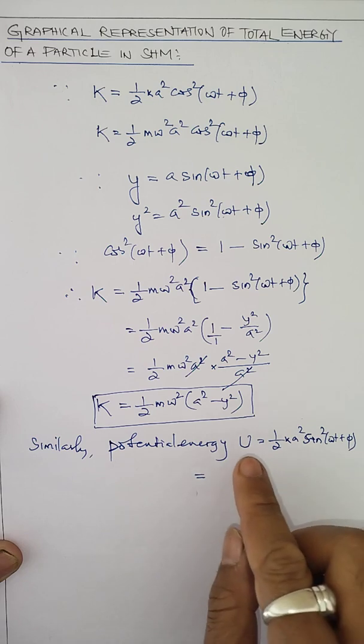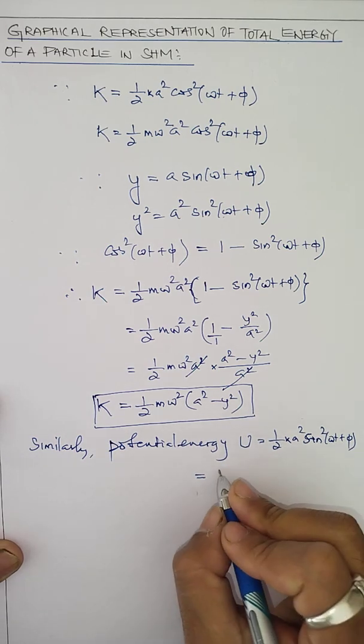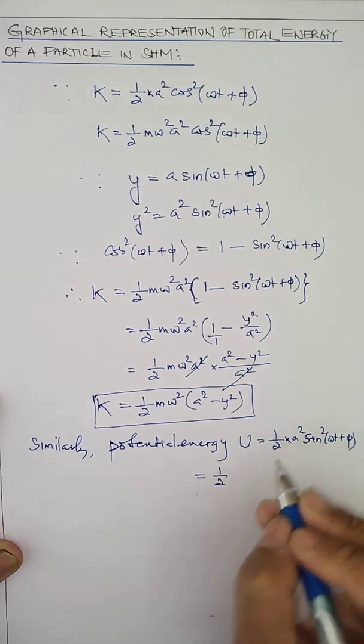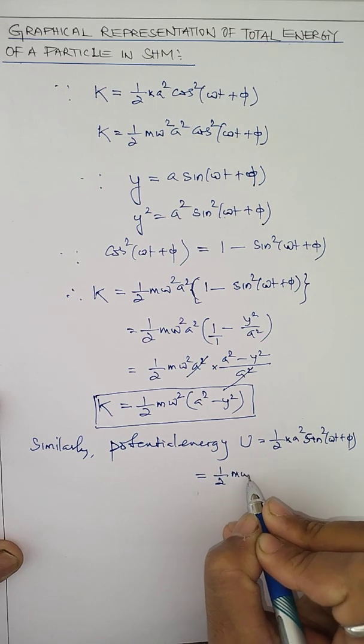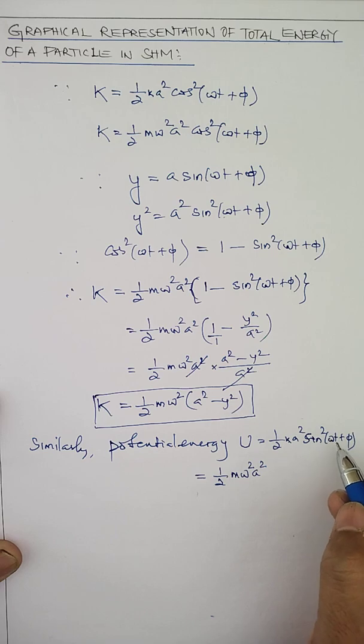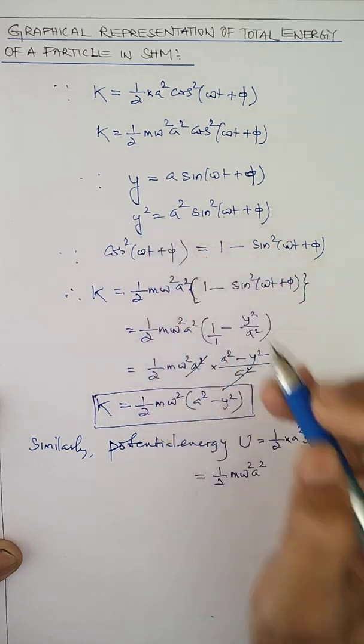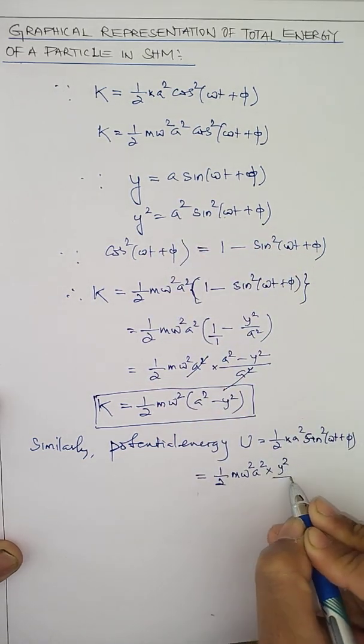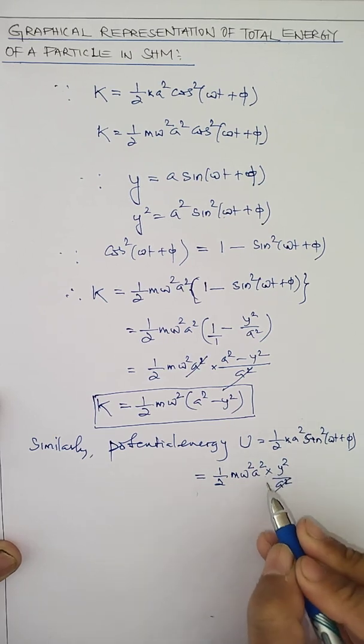Let me again write the same potential energy in terms of displacement. So I write half, and this k means m omega square, and there is already a square. Now sine square (omega t plus phi) I can write again as y square by a square, so that a square cancels out.